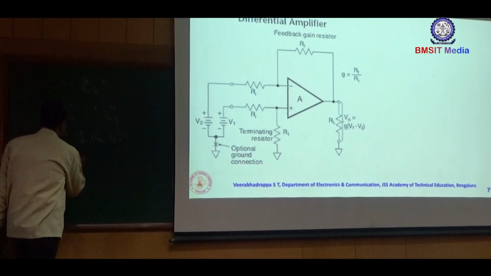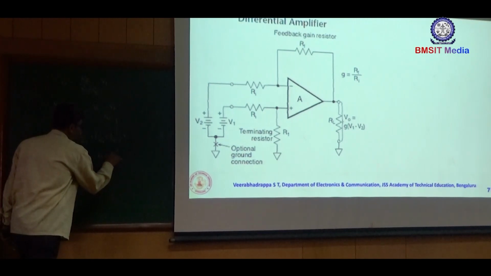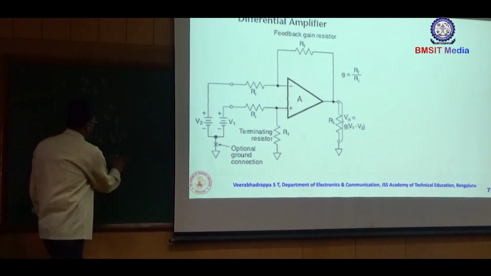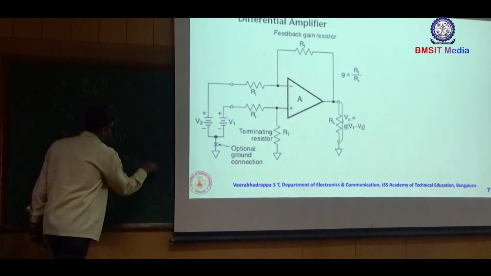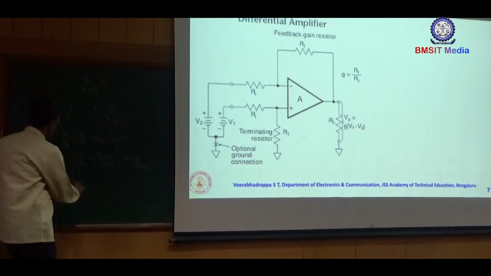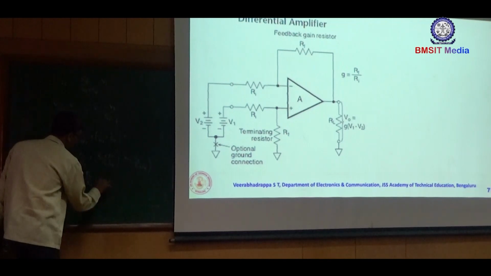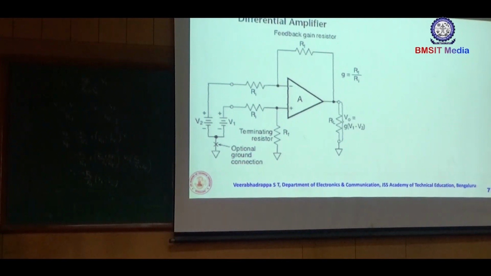Now substitute this and then simplify. You are going to get V naught equal to minus V1 by R1 plus R1 plus RF divided by R1 RF into V plus, means V2 into RF by R1 plus RF. This implies that V naught is equal to RF by R1 into V2 minus V1. If the resistances are equal, then you are going to get the solution in a single step.